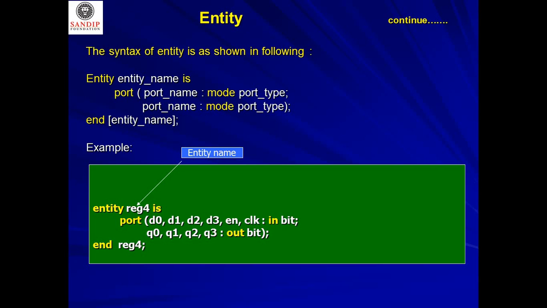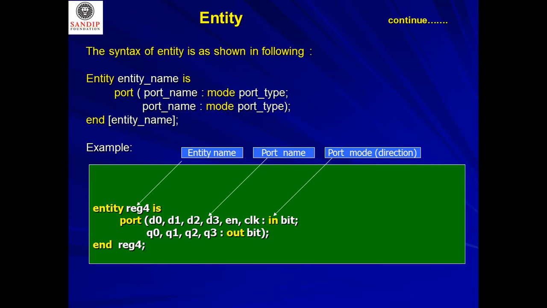Second line, Q0, Q1, Q2, Q3, these all are the output ports, meaning the outputs of the design are declared as out ports, and the type of the port is bit. It supports the two logic values 0 and 1. Complete the bracket, semicolon. End, always end the entity with end entity register4.